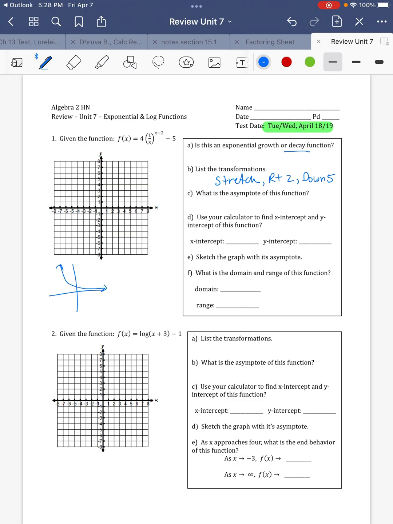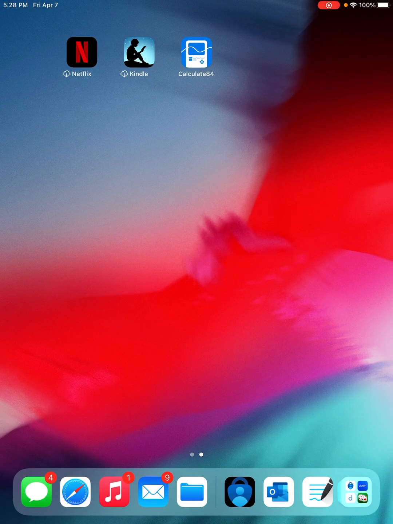Okay, so remember, exponential growth or decay, like a basic decay problem looks like this, and it has an asymptote at y equals 0, right? And so what's going to move that asymptote is if your graph gets moved up or down. So since I'm moving down 5, the y equals 0 is going to change to y equals -5. We're going to use our calculator to find our x and y intercept.